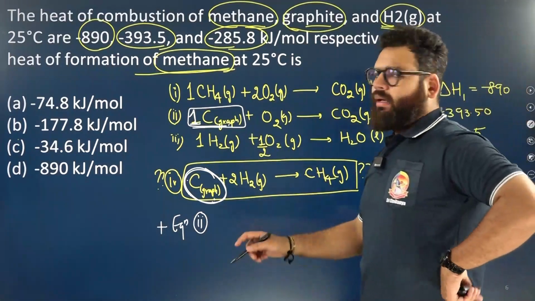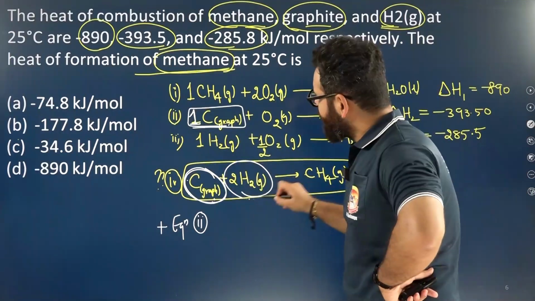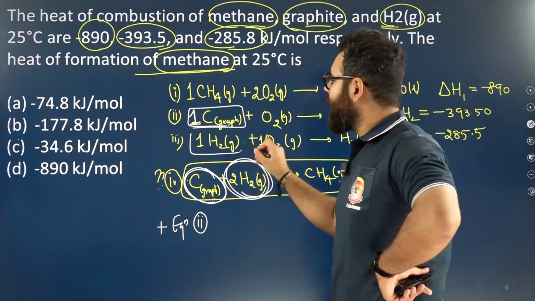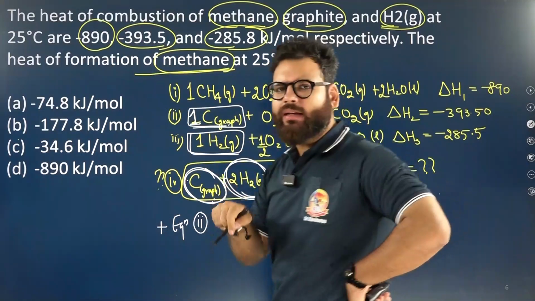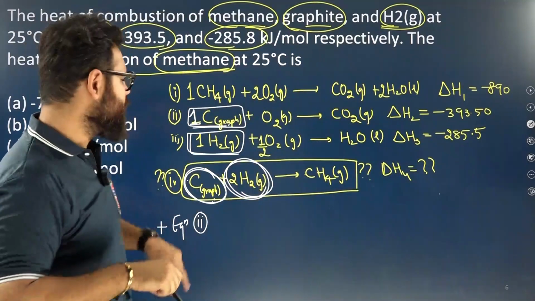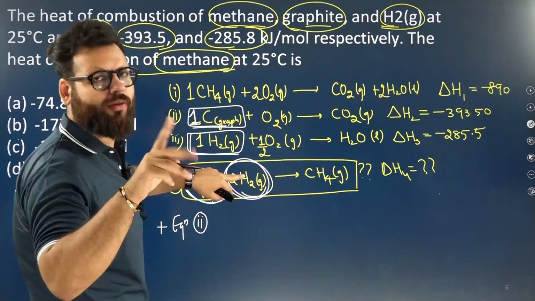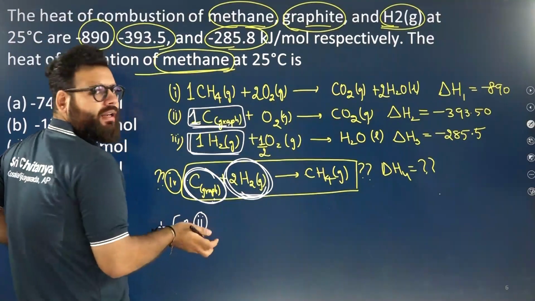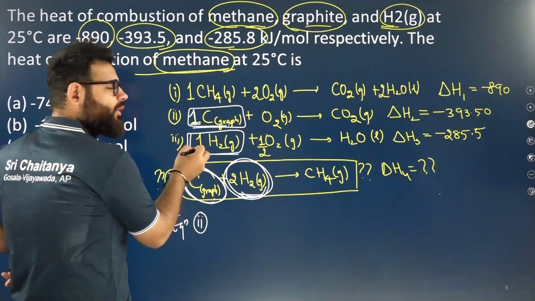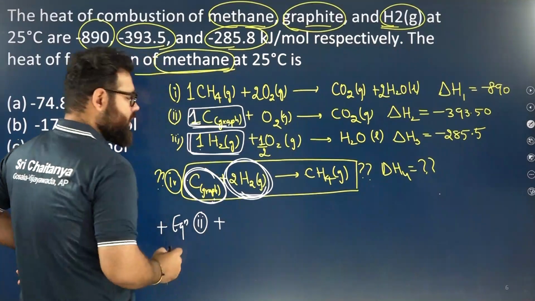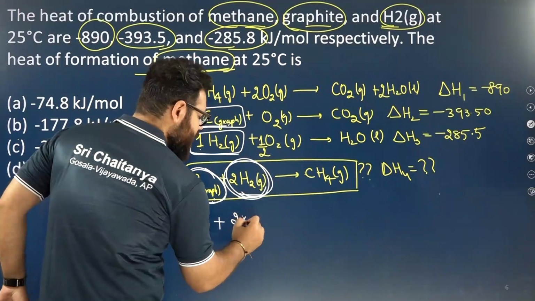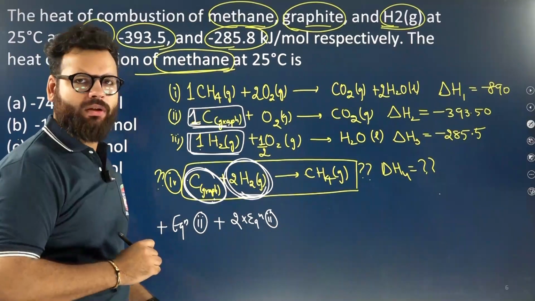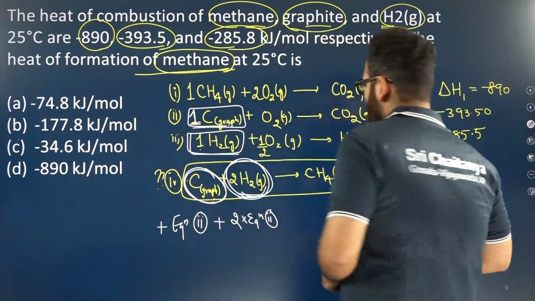Okay. Next, what do I need? I need 2 hydrogen gas. Where is hydrogen gas? It is here. How many are there? Only 1 hydrogen gas is present in the third equation. How many do you need? 2 I need. So I have to double the equation first of all. Whether I need it on left or right, I need it on left side. It is already on left. So I have to put a plus 2 times equation 3.